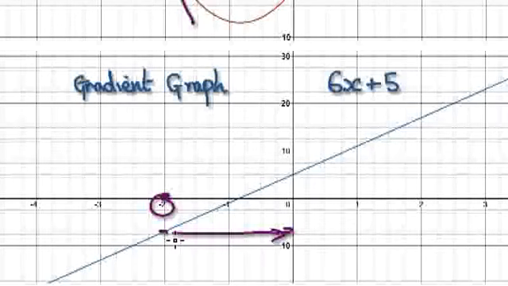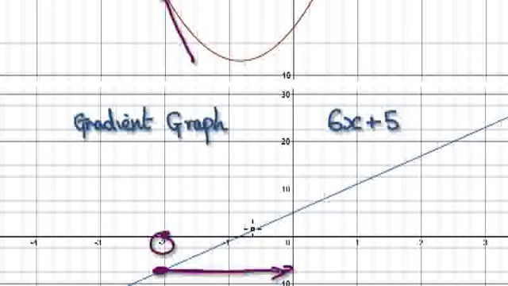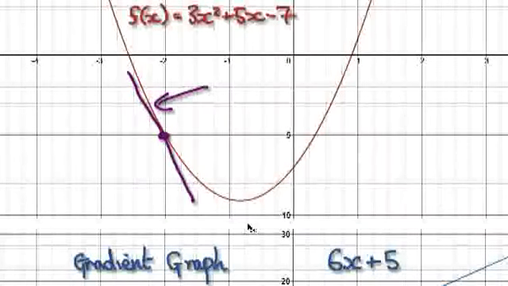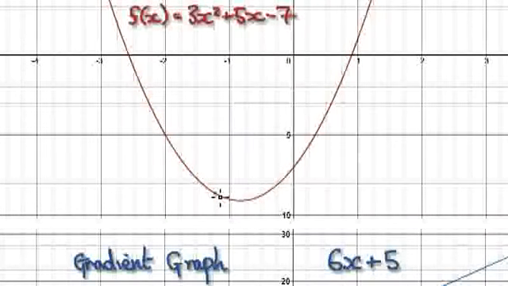I'm going to guess 7. The gradient is minus 7. Going back to the graph, let's look at this bit here. So when x is minus, I don't know, 1.2, let's just say around here.